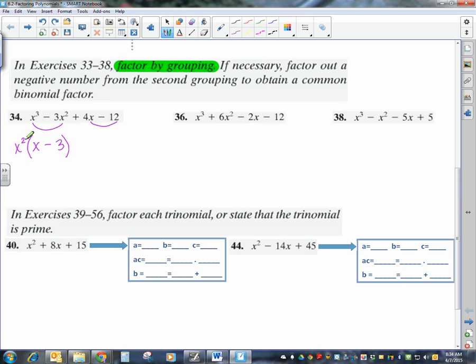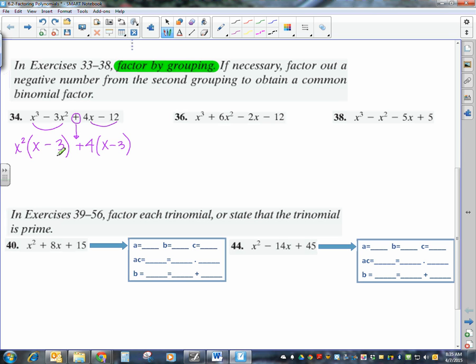Again, easy to check. X squared times x is x cubed. X squared times negative 3 is negative 3x squared. You always want to carry down this sign, so it's going to be plus. And then what do these two have in common? They have a 4 in common, and that leaves me with x minus 3.